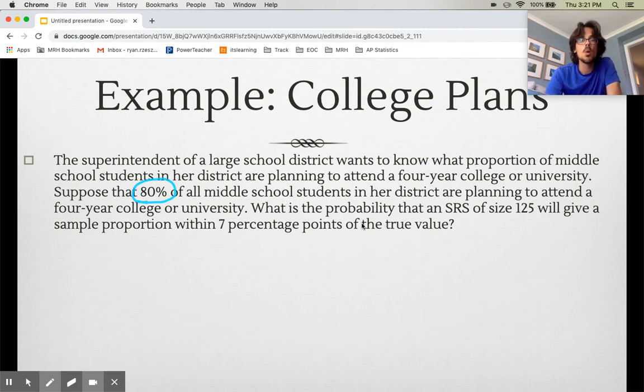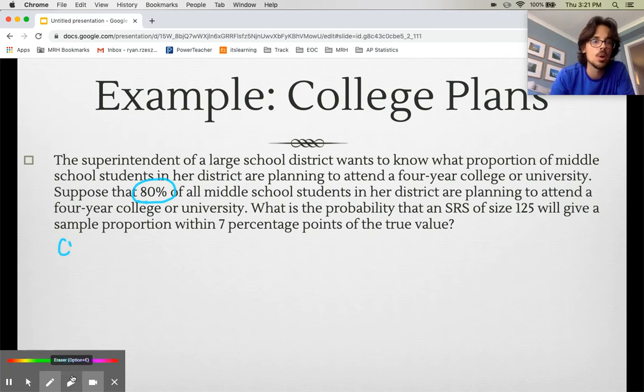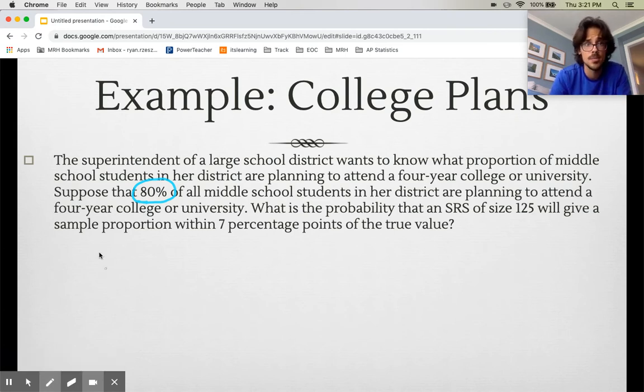Okay? What is the probability that an SRS of size 125 will give a sample proportion within 7 percentage points of the true value? So when you read this problem, it's kind of like, wow, there is just so much going on right now, I don't even know what to do. Well, the first thing we're going to do is check to see if the sampling distribution for P hat, P hat's graph, is approximately normal. Actually, before I do even that, we're going to define a variable for this problem.